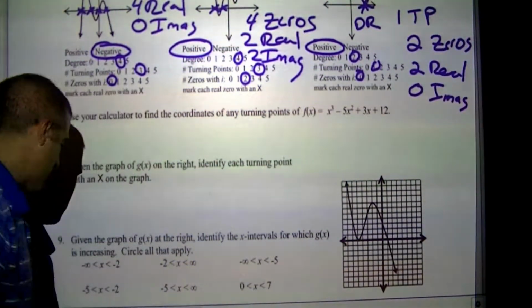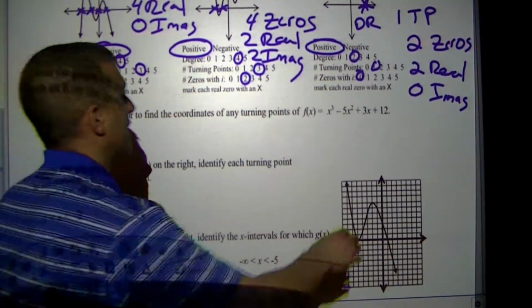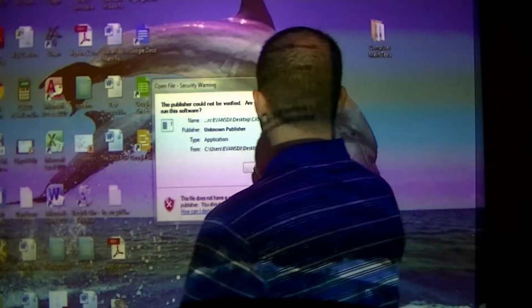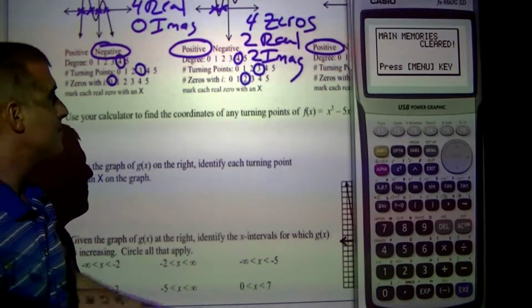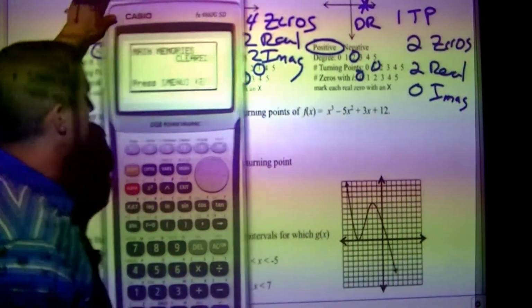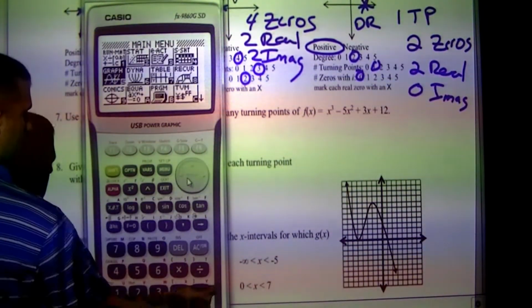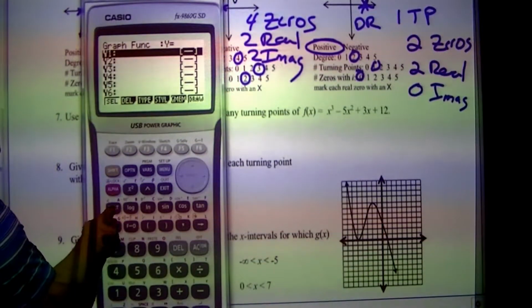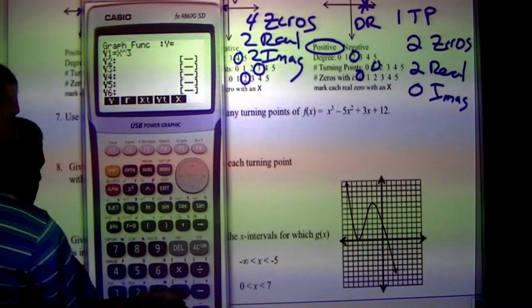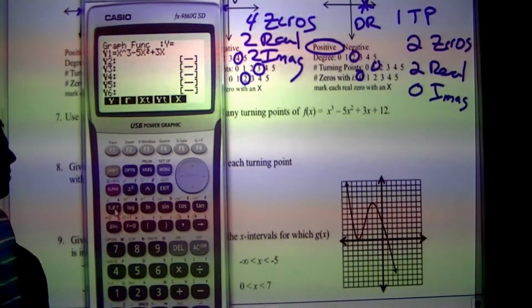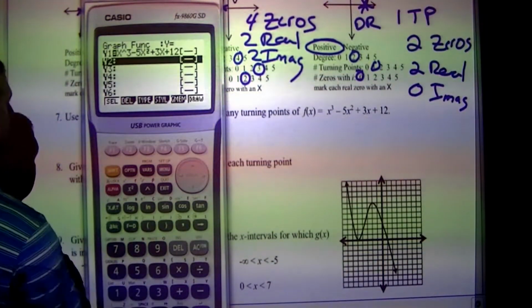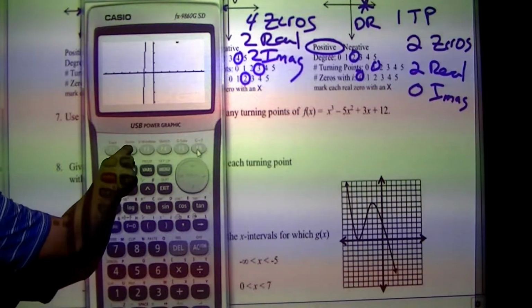Okay, so what I'm going to do, hold on one second. Gotta pull up my calculator. Alright, I'm going to go ahead and graph this. Menu and graph. X cubed minus 5x squared plus 3x plus 12. Okay. I'm going to draw. I'm going to zoom.